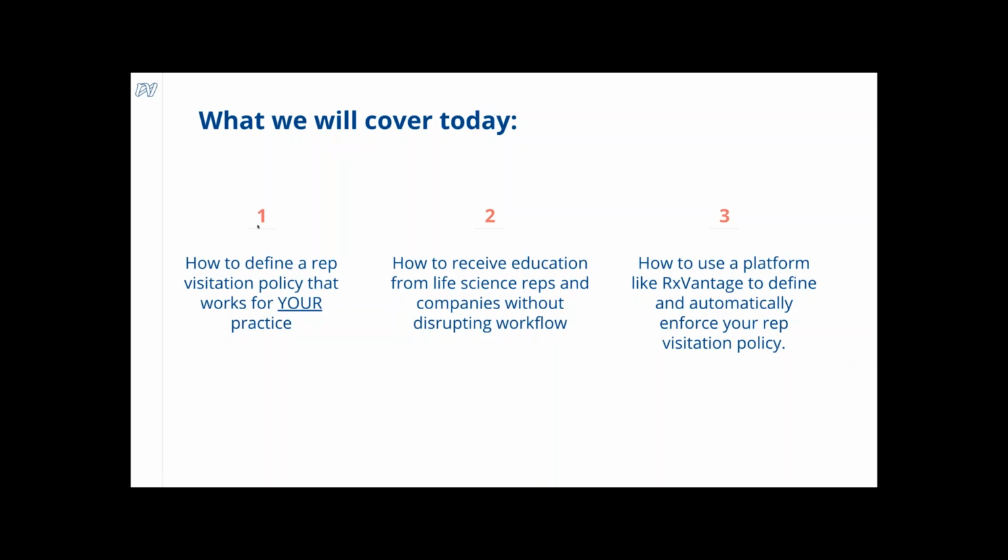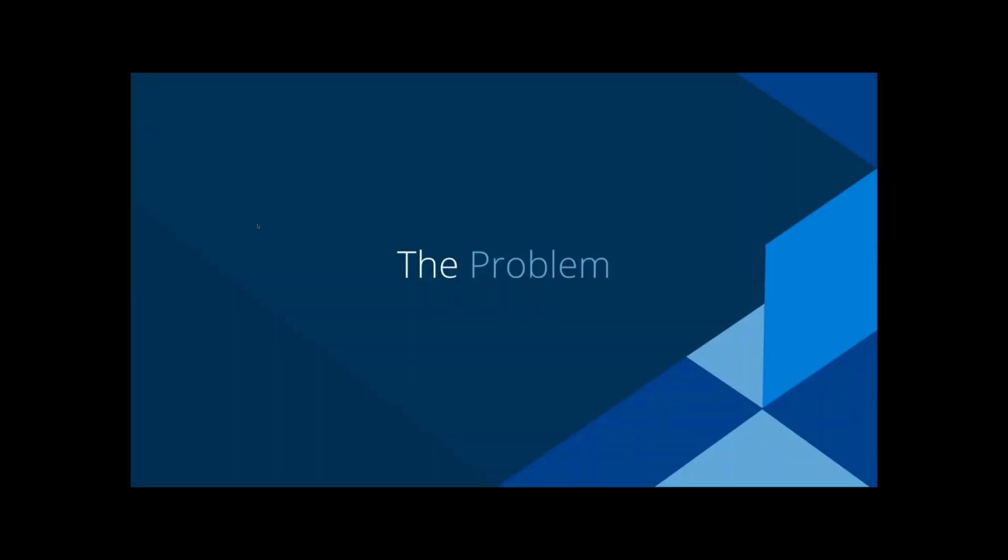And then lastly, how do you use a platform like RxVantage or something similar to define and automatically enforce your rep visitation policy? And more importantly, to help you surface and understand which reps have relevant information for your practice at a moment in time. And that can be really difficult to do, right? Even if you have a very good policy in place and you're willing to spend a lot of staff time to do it, it can still be tough to know who has good information and new information at a particular point in time, and RxVantage can help you do that.